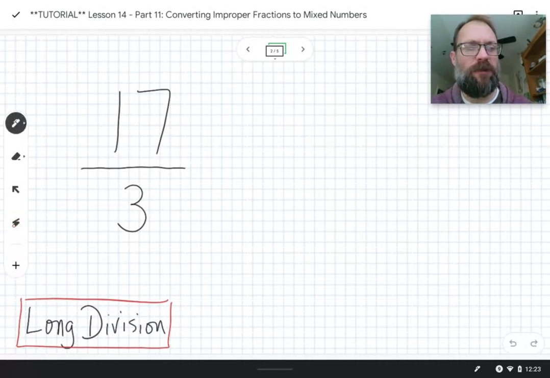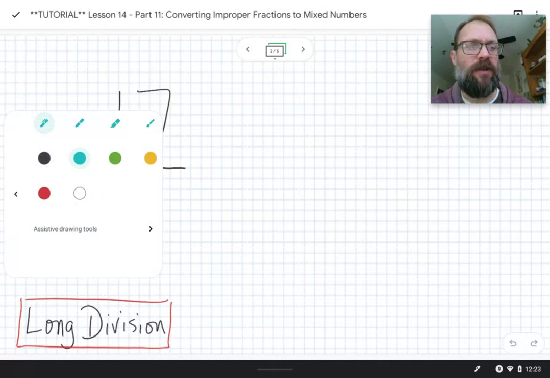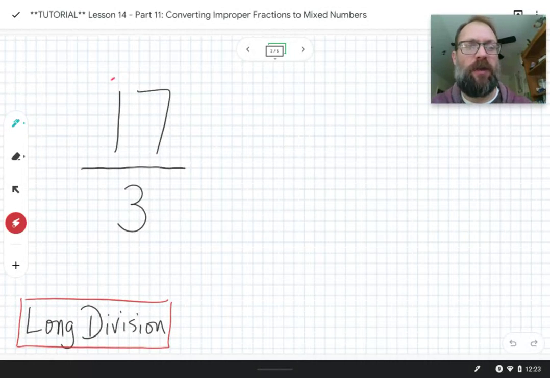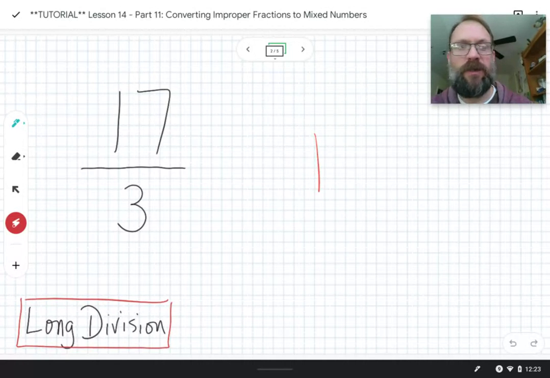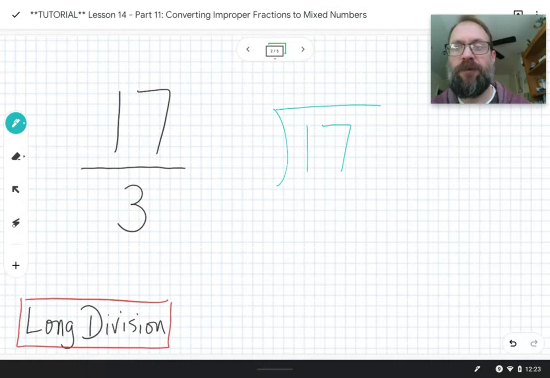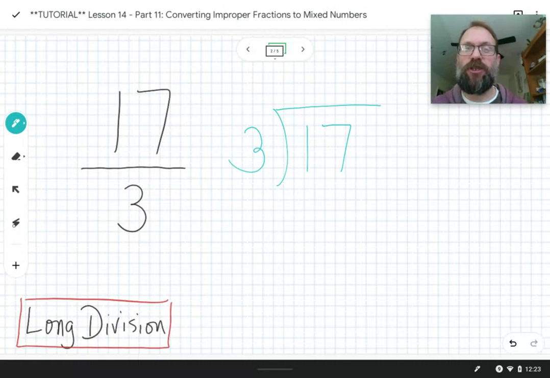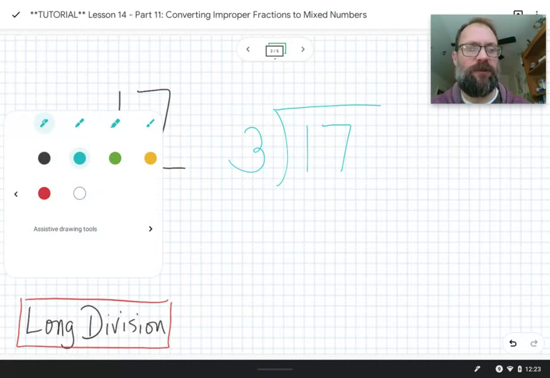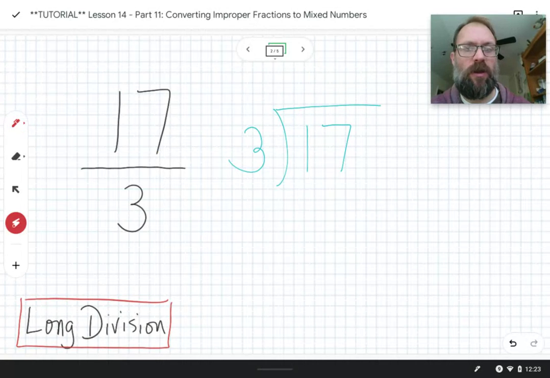All right, so to start, we have to divide the top number, the numerator, by the bottom number. In fact, you can actually read a fraction as 17 divided by 3. And that's exactly what we're going to do. So we'll write 17 divided by 3. Okay? So this is long division, which means we now have to ask ourselves how many threes, groups of 3, go into 1. We're going to get 0.